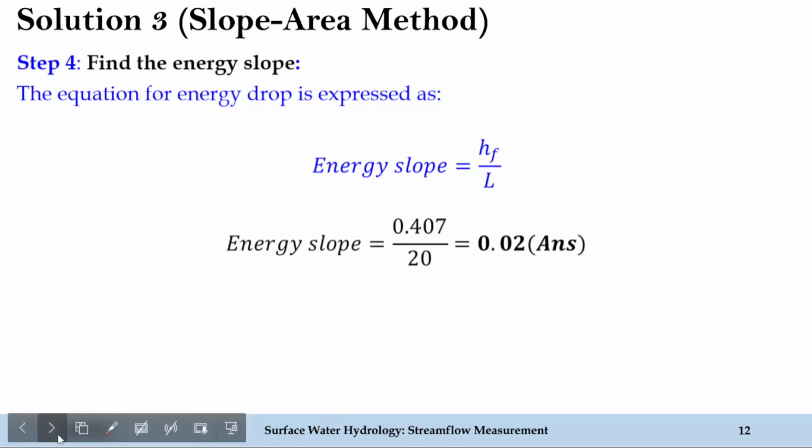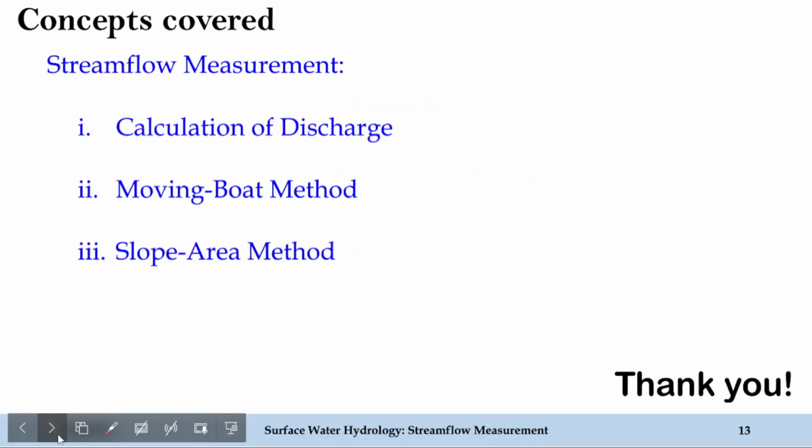So I hope you were able to follow all these 3 questions that were very straightforward questions. Today in this lecture we primarily focused on 3 aspects of streamflow measurement, that is calculation of discharge, moving boat method, and slope area method.